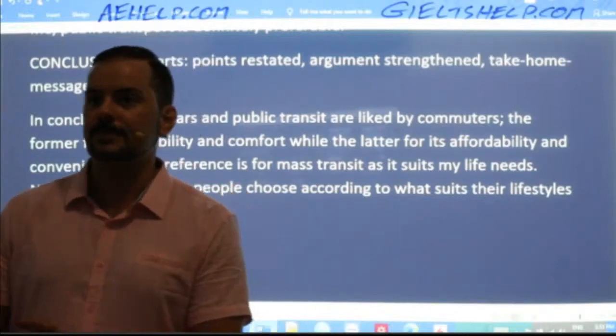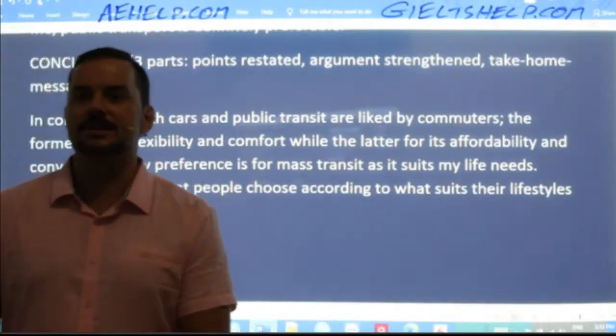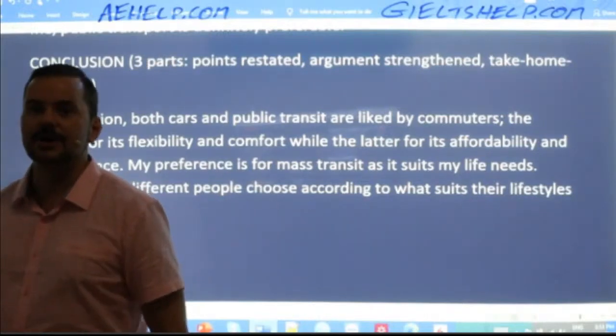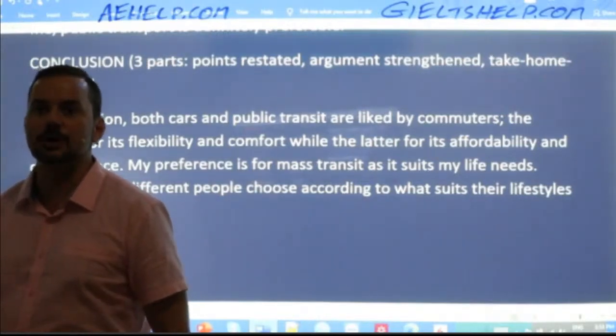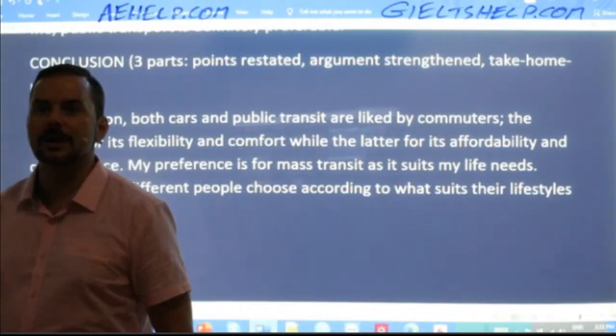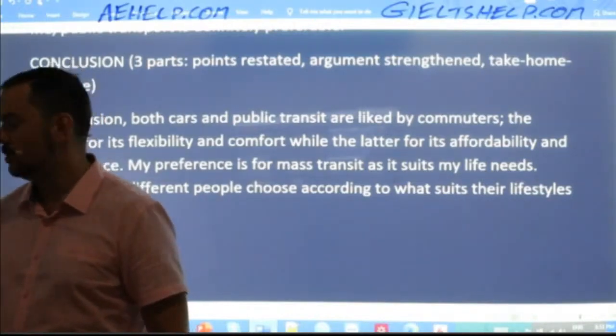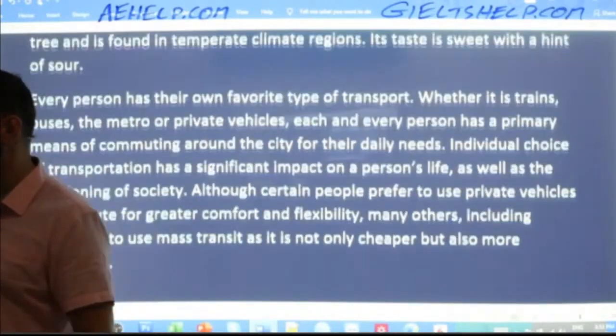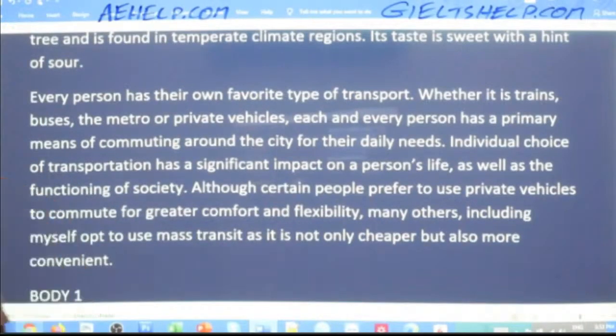Okay? Samuel says, preferences change from person to person. Yeah, that would be another nice take-home message for sure. Okay? All right. So that's the full essay. Let me read it for you. Just make sure at home, always read your essays. Make sure it makes sense and everything is good.